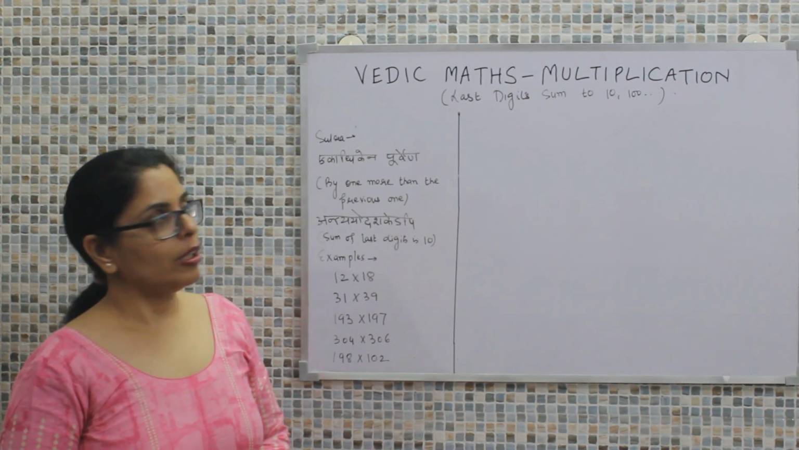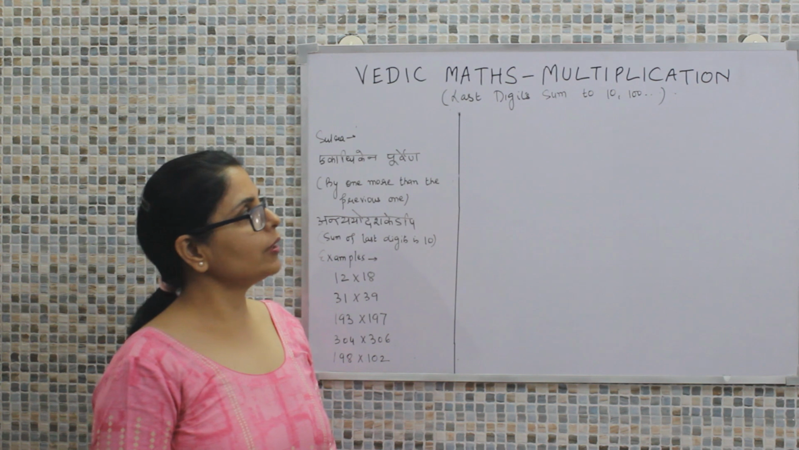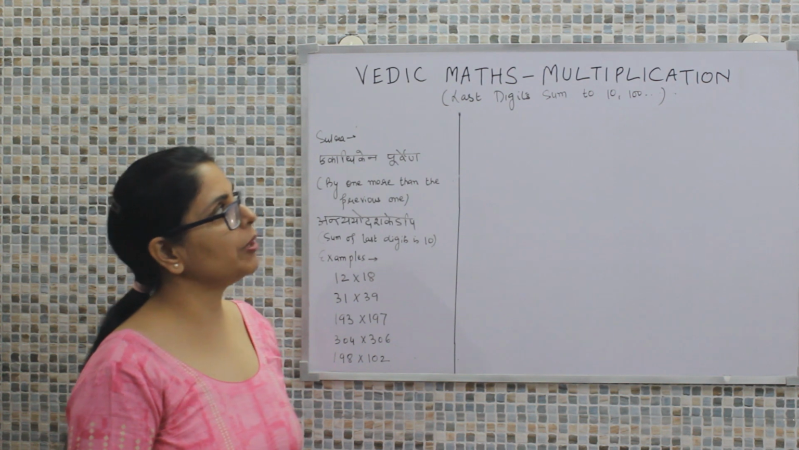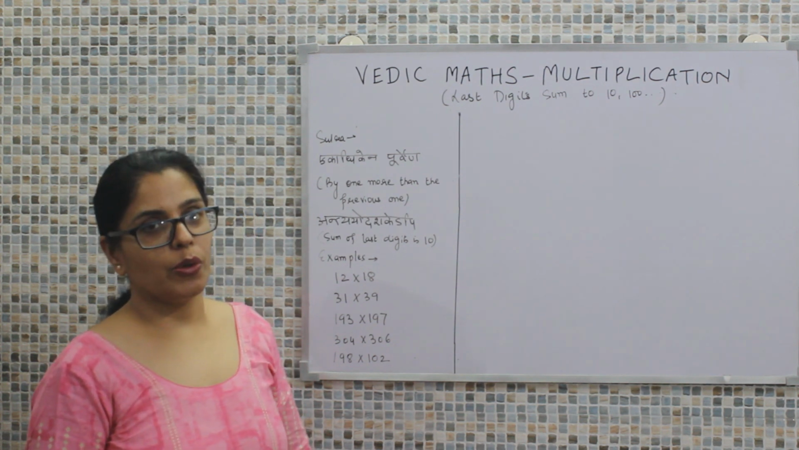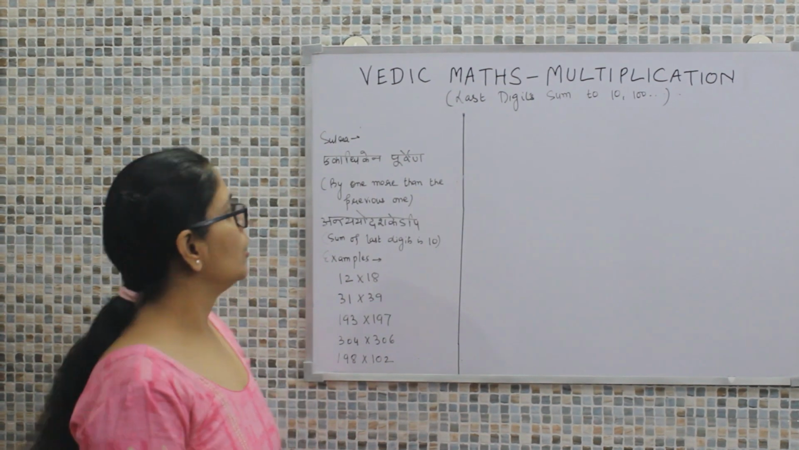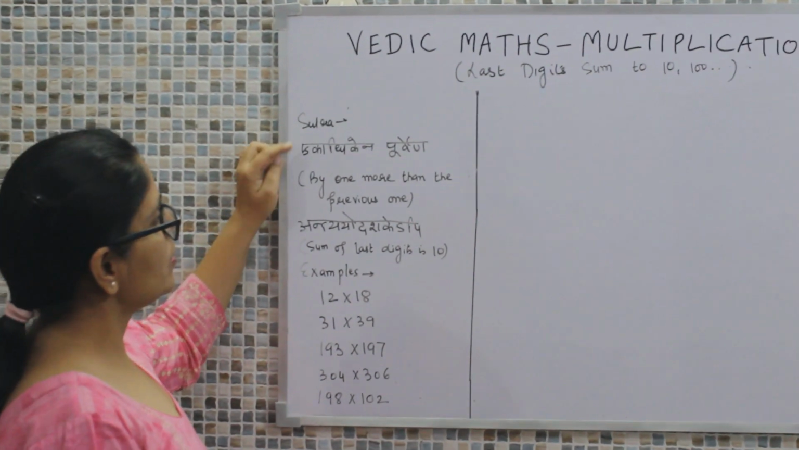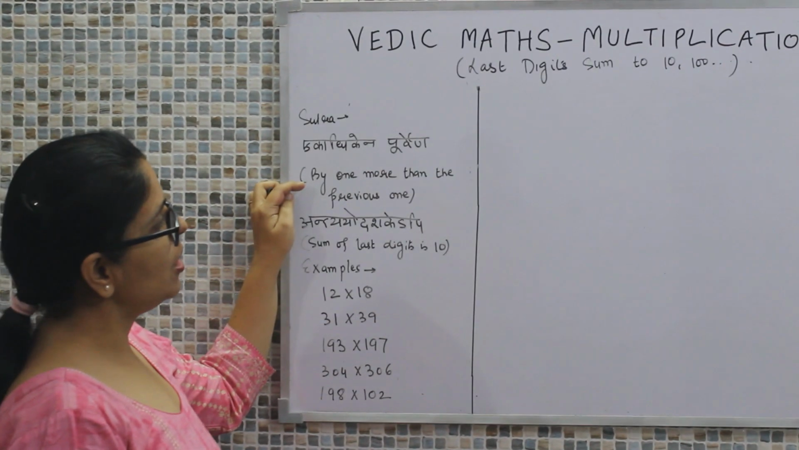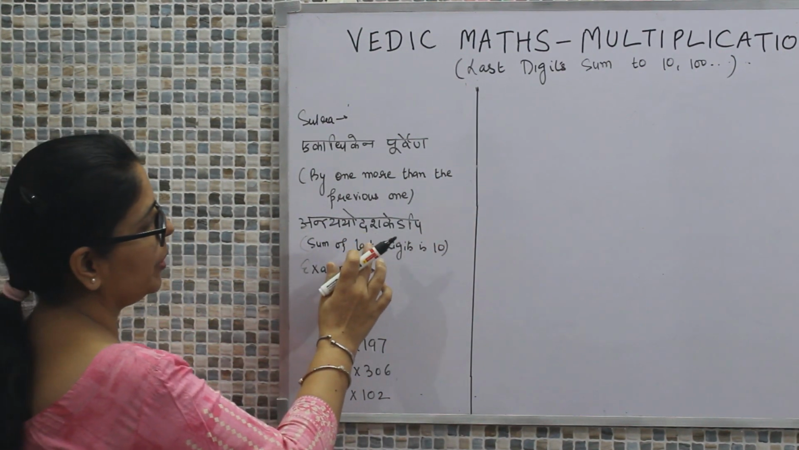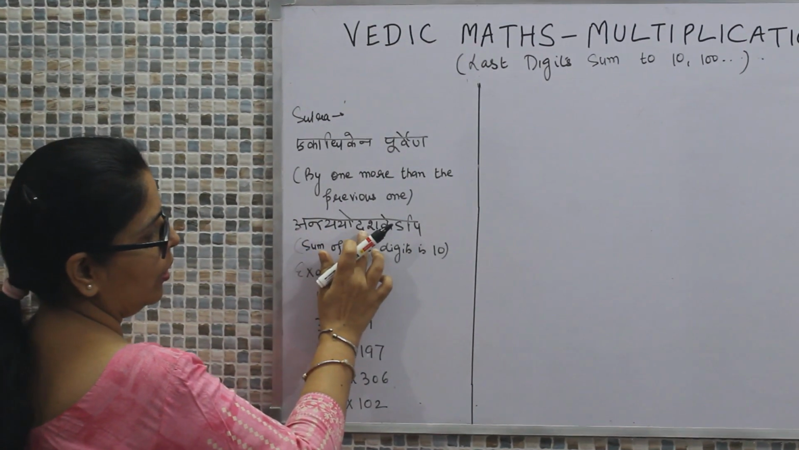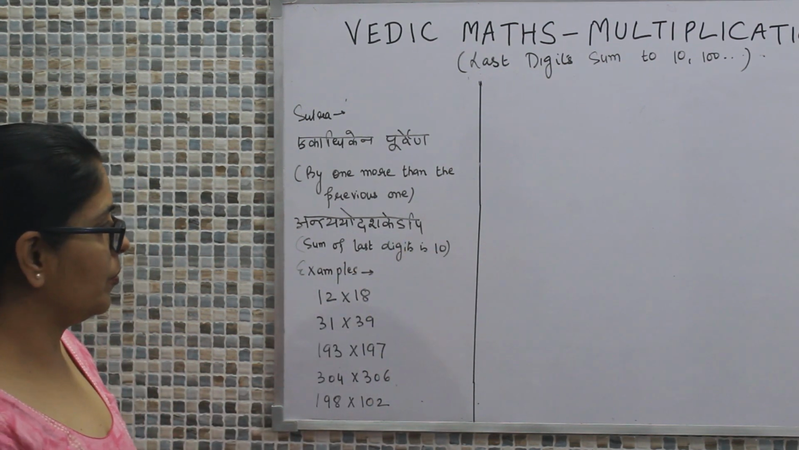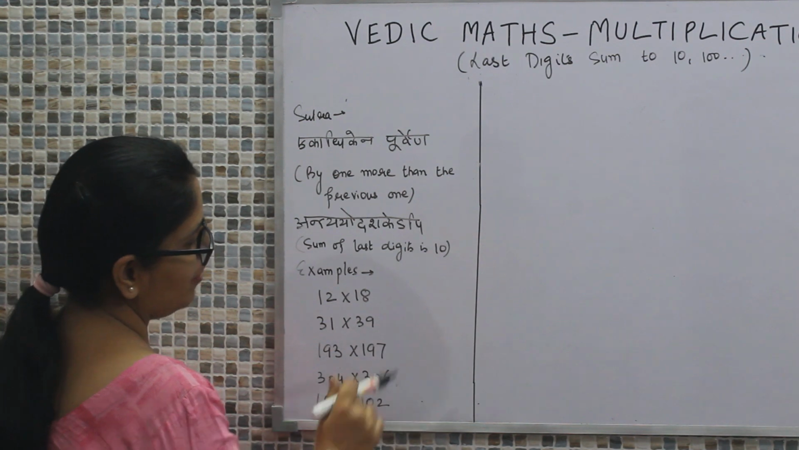Hello viewers, here we will be taking multiplication using Vedic math, and the questions we will be taking in this case are those numbers whose digits sum up to 10, 100 or so on. The sutra that we will be using is Ekadhikena Purvena, that means by one more than the previous one. And the other sutra that will be used is Antyayordashakepi, that is the sum of last digits is 10. Now let's take the examples.